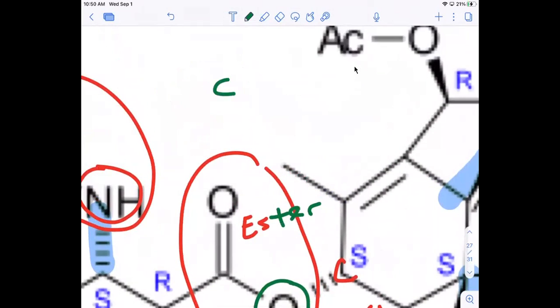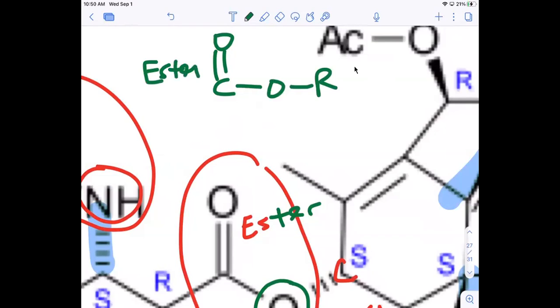So an ester would look like this. You're gonna have the C double bond O, but it's gonna be O, R, or you'll have C double bond O, OH.